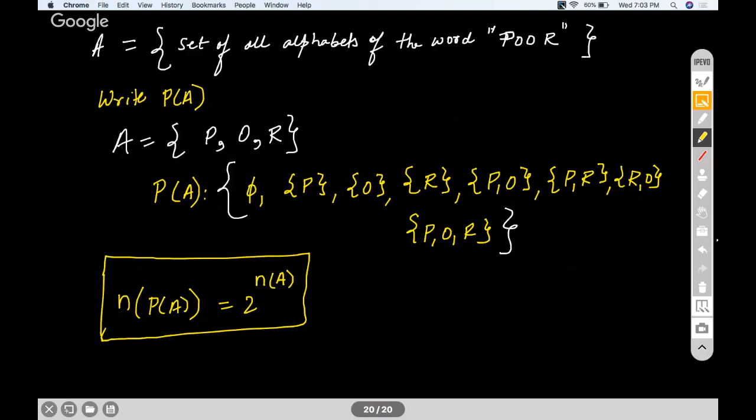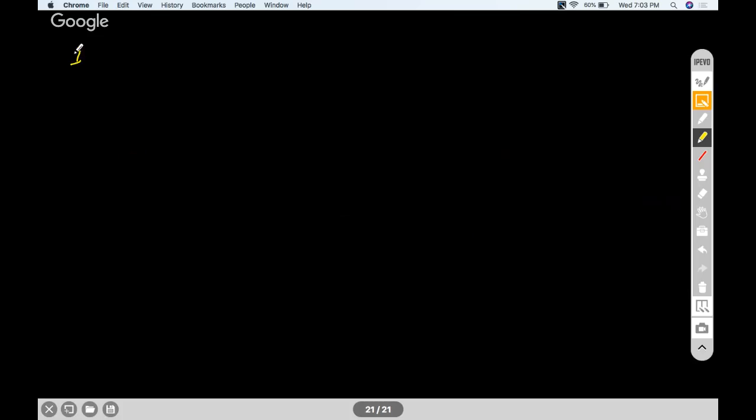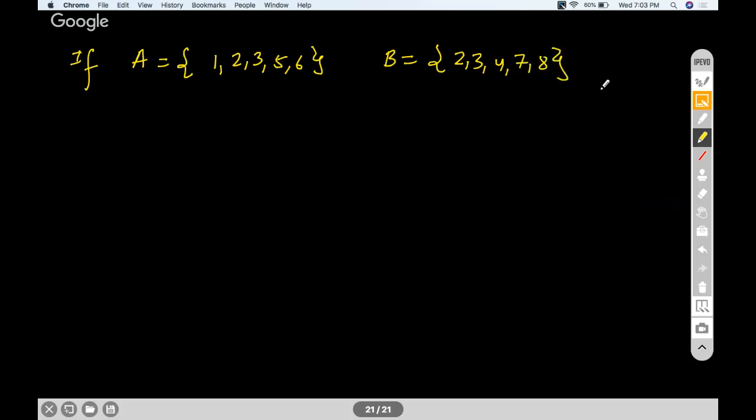Okay. Next question. If A is {1, 2, 3, 5, 6} and B is {2, 3, 4, 7, 8}, write down the set A minus B.